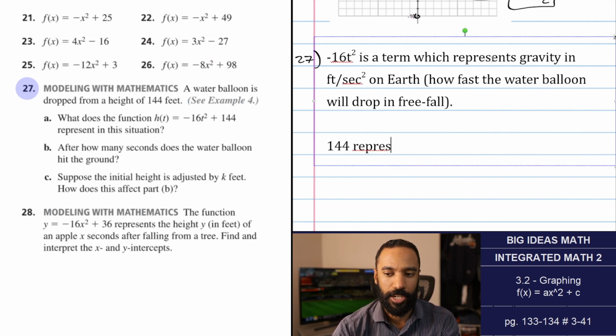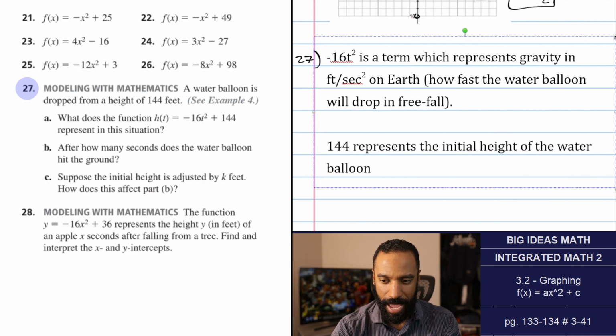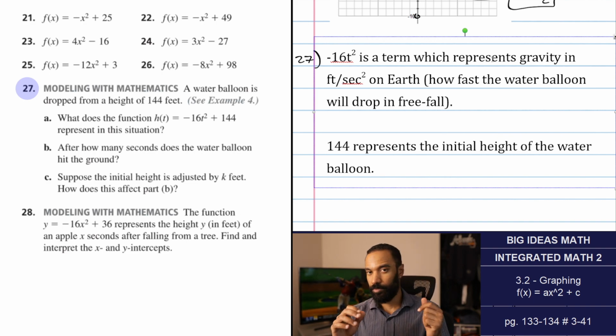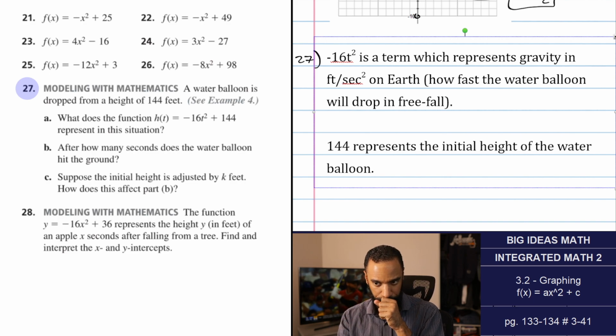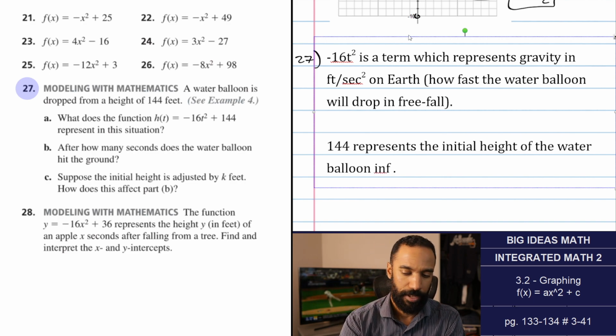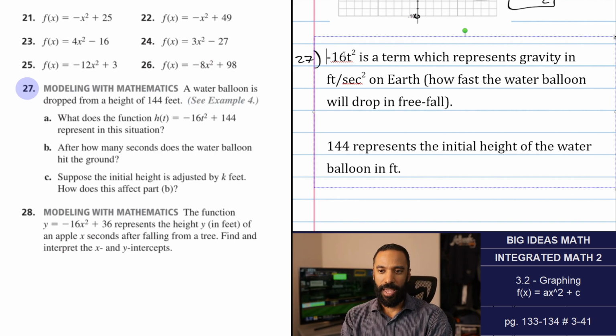144 represents the initial height of the water balloon. That way, at time 0, we're going to be at 144 feet. At time 1, 2, 3, 4, etc., it's going to have dropped more. That is part A.